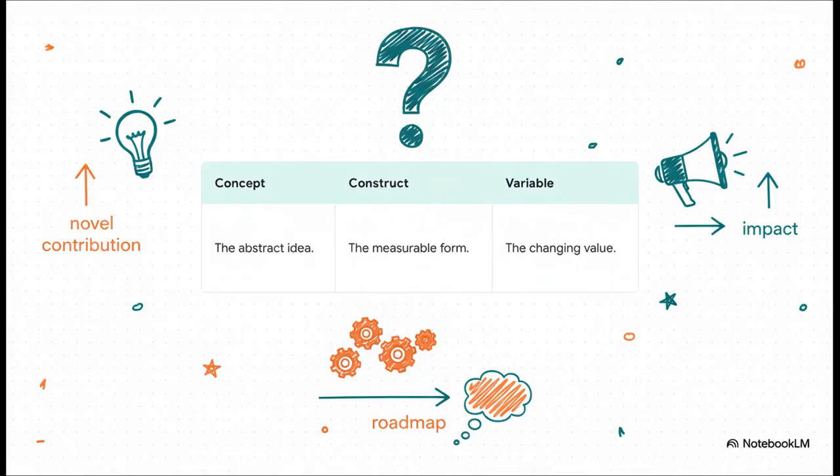Now, this is super helpful because it clears up three words that, let's be honest, get mixed up all the time. A concept is just the big, abstract idea, like customer satisfaction. A construct is how you make that idea measurable, maybe with a survey or something. And the variable is what you actually test. It's the value that changes. So think of it this way: idea, measurement, test. So simple, but so important.